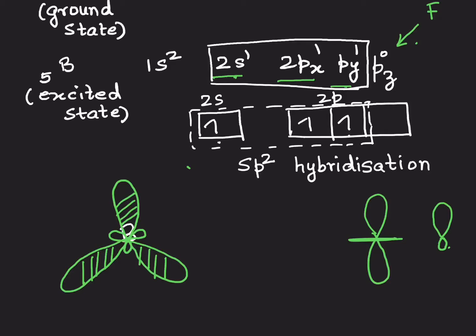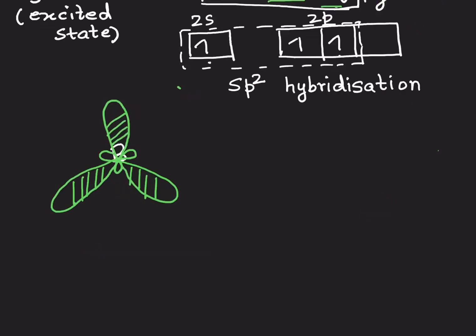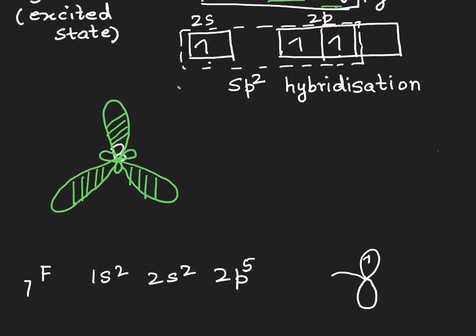Now, fluorine. The atomic number of fluorine is 9, so we have 1s2, 2s2, 2p5. In the case of fluorine, we've got one p orbital with an unpaired electron. The other p orbitals have paired electrons. See, this is how it is. Overall, the shape of p is also spherically symmetrical, but each one of them is dumbbell shaped.